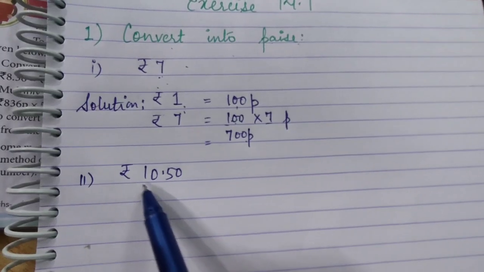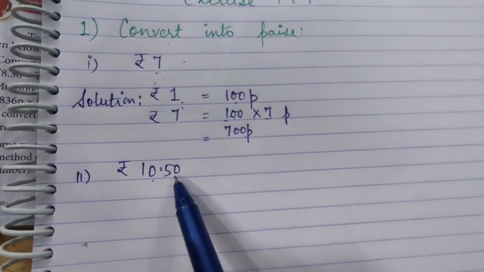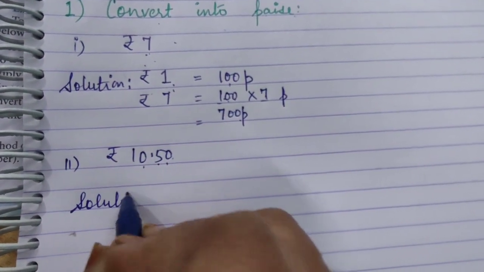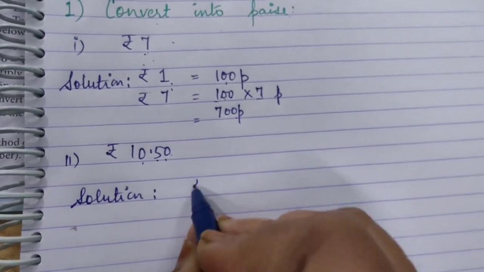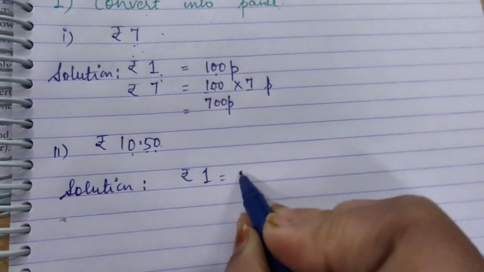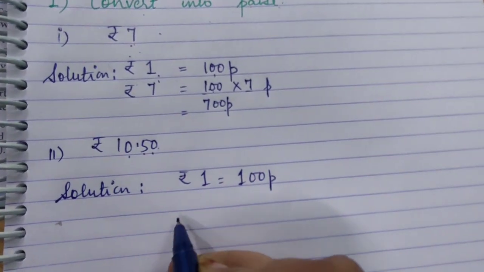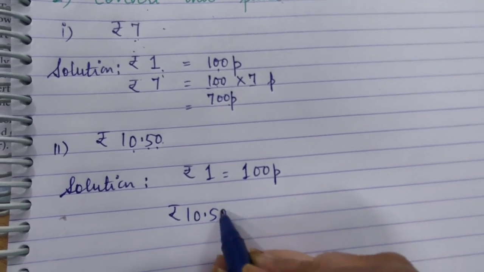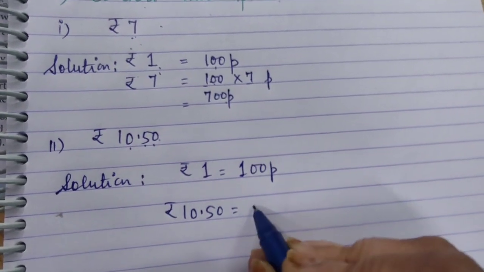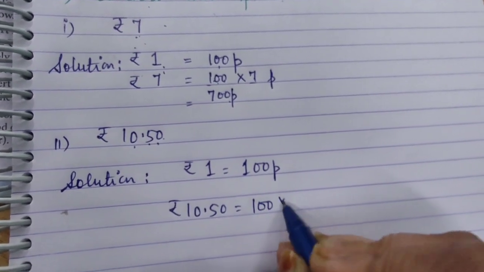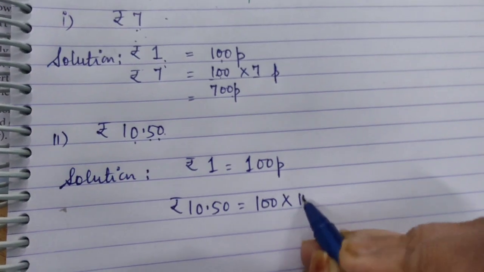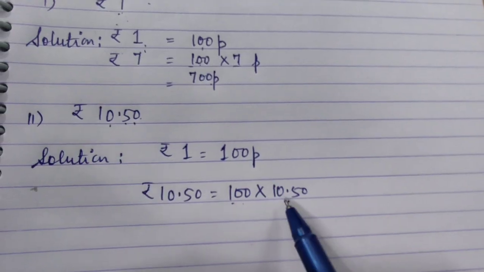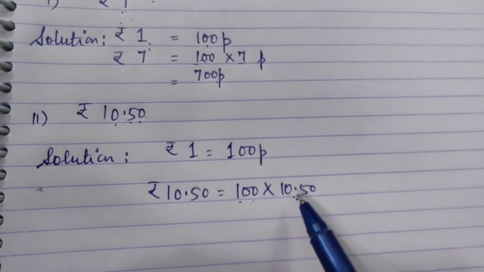We've taken the second part now, where it is 10 rupees and 50 paise. Okay, so very first thing we're going to write down the solution, and the solution is rupees 1 is equal to 100 paise, and when I write rupees 10.50, then this is to be multiplied with 100. So not to worry at all. Okay, some of you, first we've written here.